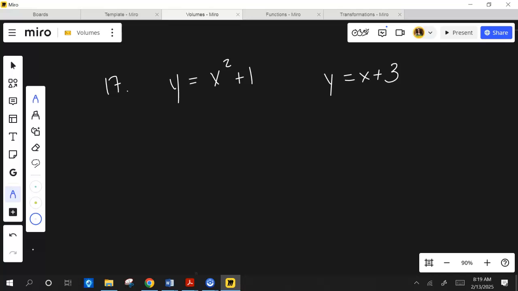Okay. y equals x squared plus 1, y equals x plus 3. I'm revolving this about the x-axis. So let me draw a picture. You always have to draw a picture. If you don't draw a picture, you're going to be lost.